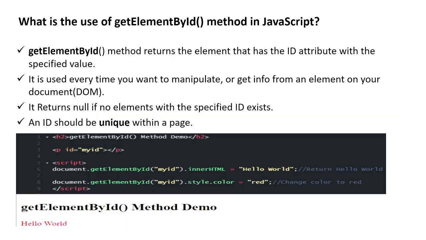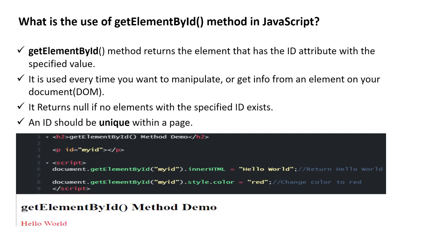What is the use of getElementById method in JavaScript? The getElementById method returns the element that has the id attribute with the specified value. It is used every time you want to manipulate or get info from an element of your document. It returns null if no element with the specified id exists. An id should be unique within a page.